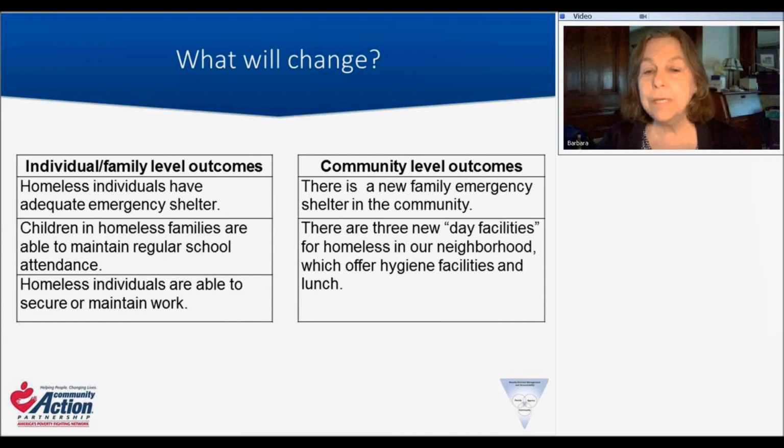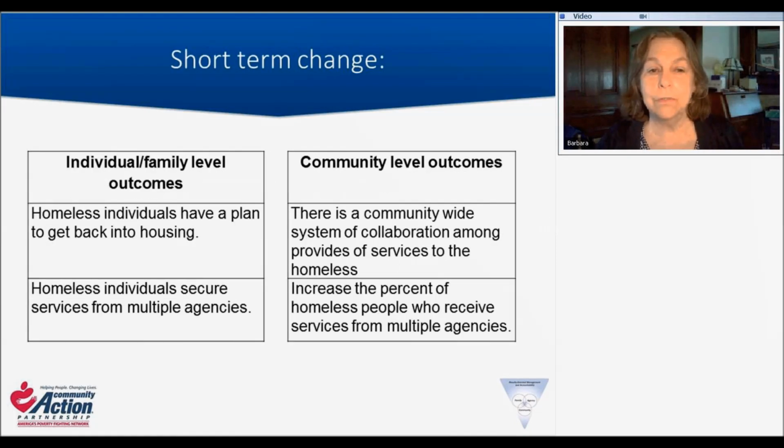But at the community level, we want a whole different set of outcomes, that there's a new emergency family shelter, so it's not just for men, and that there are day facilities, and we say there are going to be 3 new day facilities in our neighborhood, which offer both hygiene facilities and lunch. So there's a difference in the nature of those outcomes at those 2 different levels.